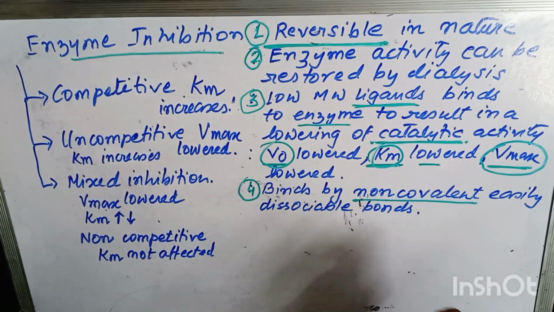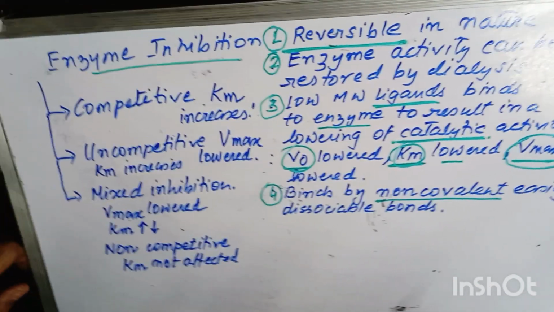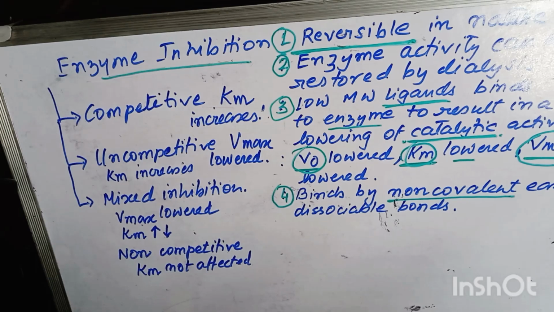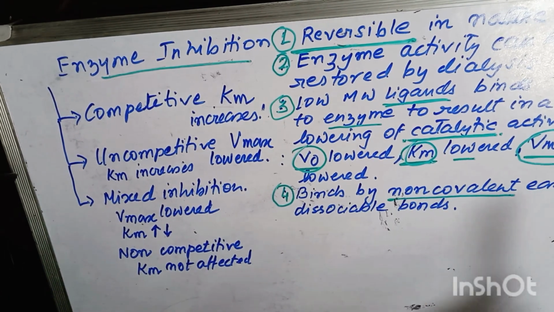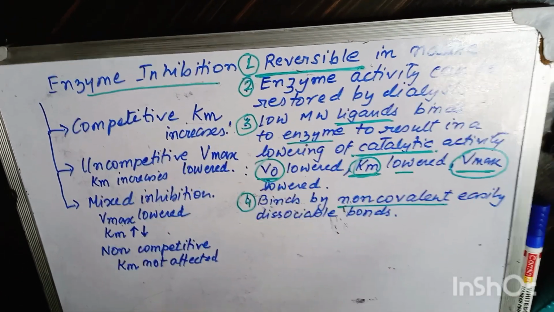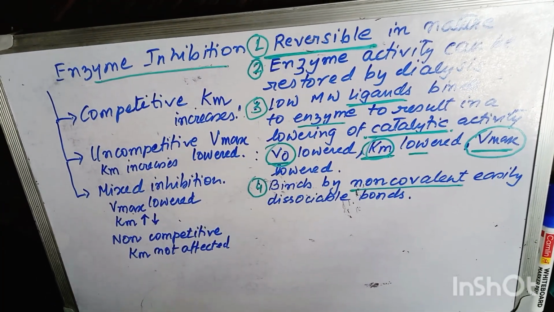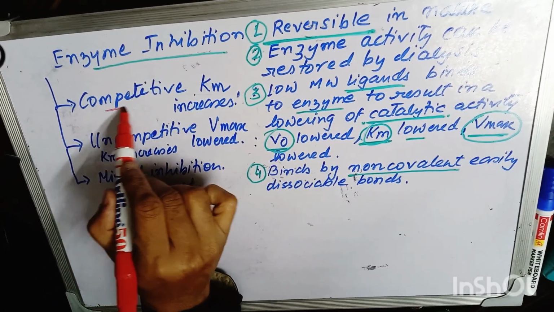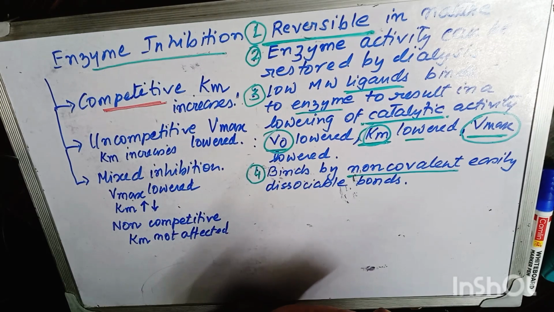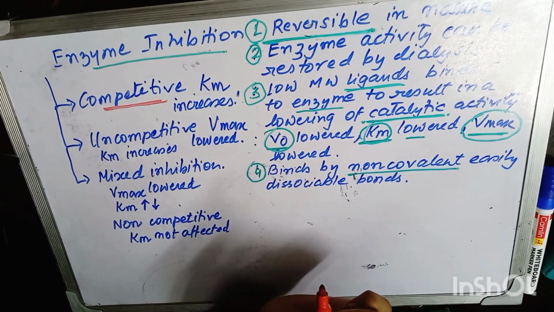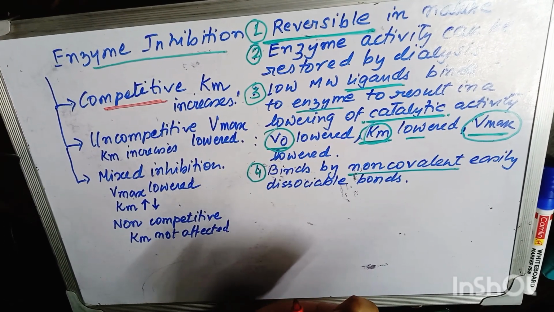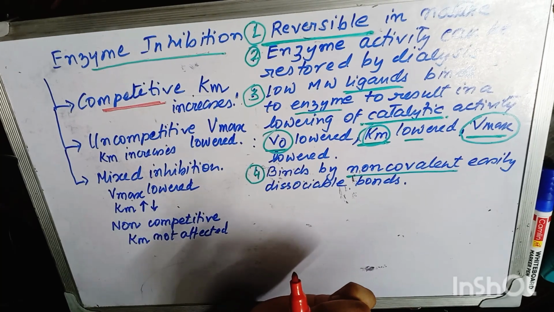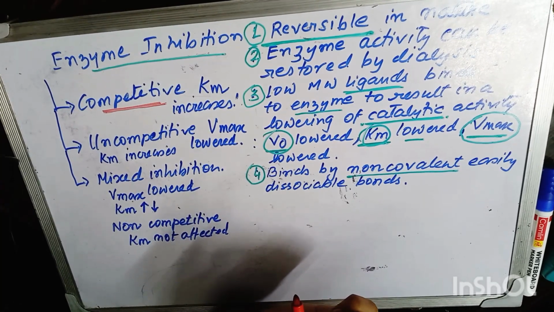Now, what are the types of enzyme inhibition? I go on to the types of enzyme inhibition. What are the different types of enzyme inhibition and what are the properties of those inhibitions? The first type is competitive inhibition. What is competitive inhibition? Competitive inhibition is a kind of competition that the inhibitor gives to the substrate.